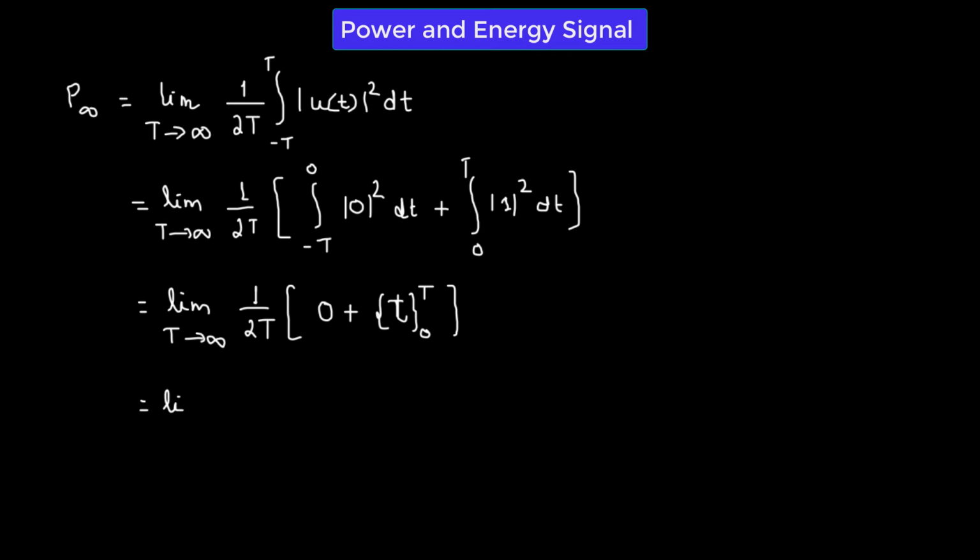So that gives us limit T going to infinity, 1 over 2T, and using the limits we get T. So the T and T get factored out, leaving us with limit T going to infinity, 1 over 2. So the average power is equal to the limit as T goes to infinity of one half, which is simply half. So now we are getting a finite value. This is the average power of the unit step function calculated over an infinite time interval.